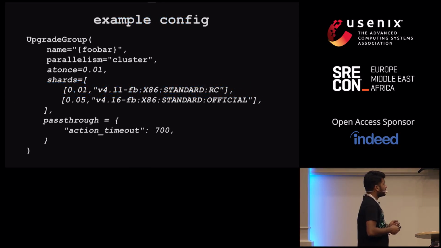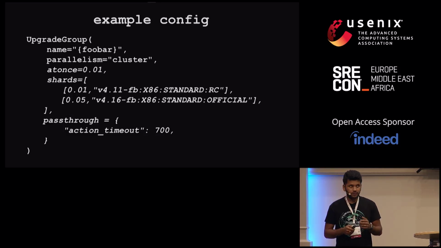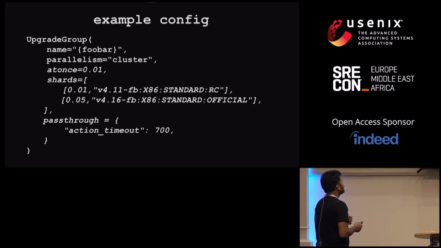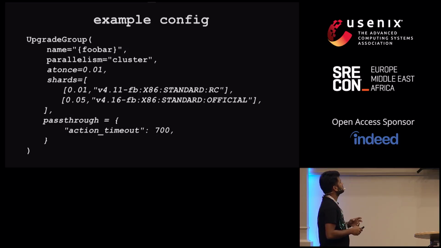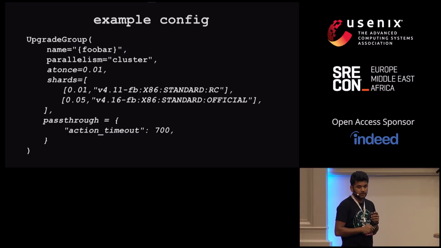All right. Let's take a look at an example config we have in production. Here it says that we have a host prefix called foobar. I have defined the parallelism as cluster. What it means is get all the clusters of Facebook and find foobar hosts, upgrade them at 1% concurrency, meaning at any given point of time, only 1% of the hosts will be offline, and the automation would respect that constraint very strictly.